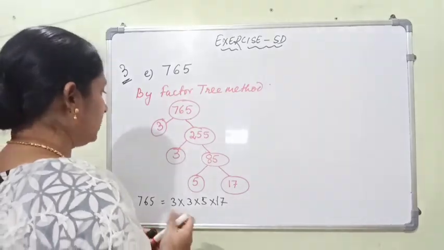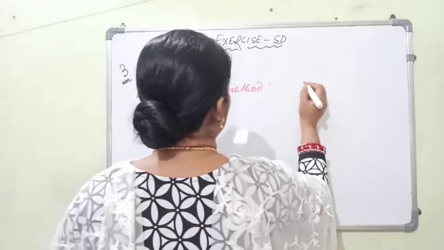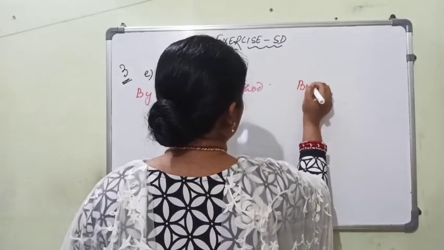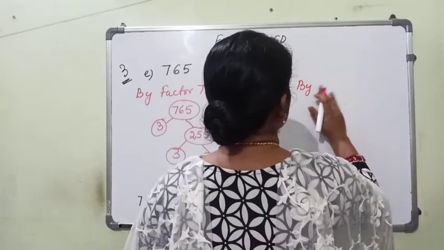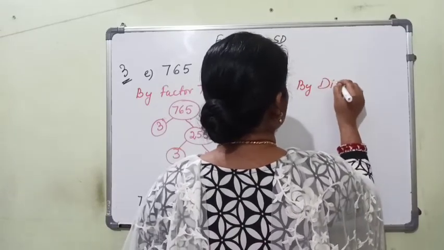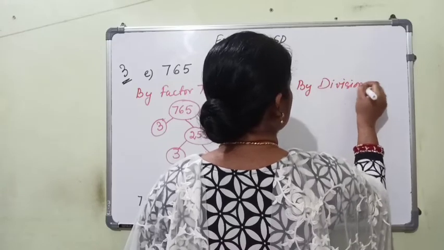Now what is the other method we have to adopt? The other method is by the division method, isn't it? By division method.